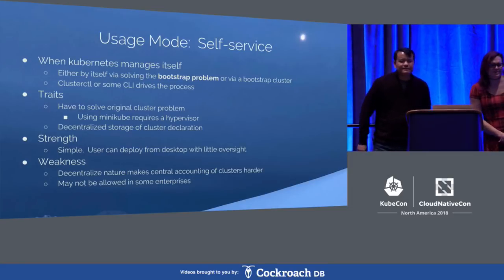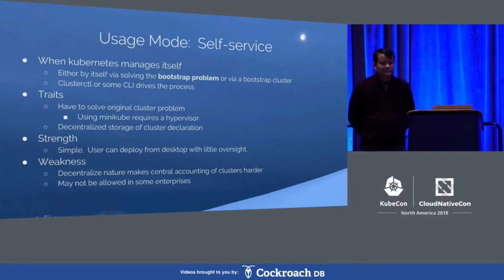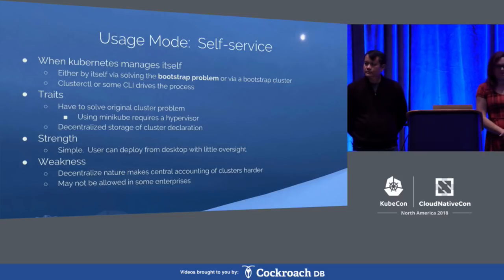Yeah. Cool, so let's go into self-service a little bit more and learn about some strengths and weaknesses of this approach and talk a little bit more about the broader design here. So this is when Kubernetes manages itself. It can either manage itself via the bootstrap problem or by a bootstrap cluster. A bootstrap cluster is a temporary, ephemeral cluster that is used to create other Kubernetes clusters. I use the word ephemeral specifically because this is not designed to be a cluster that lasts very long. It just serves as a springboard into building other clusters later. We can see a concrete example of this when we look at the AWS provider, which we're going to talk about in a minute.